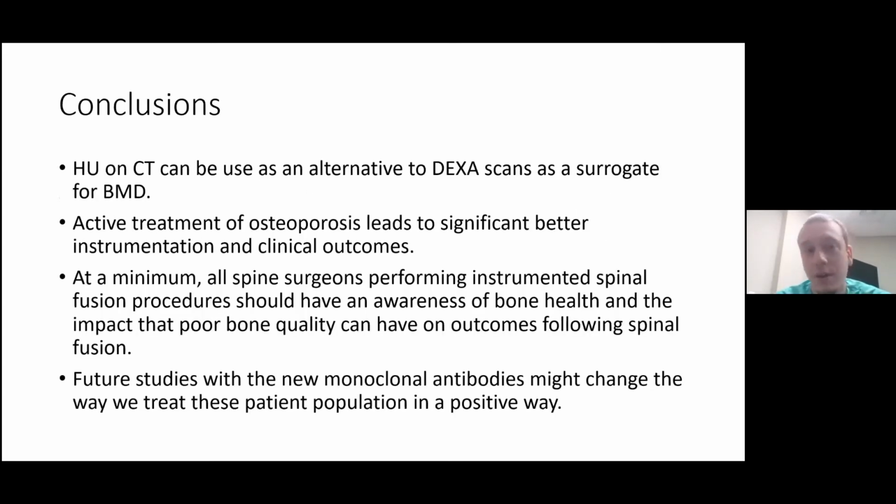In conclusion, Hounsfield units on CT can be used as an alternative to DEXA scan as a surrogate for bone mineral density. The active treatment of osteoporosis leads to significantly better instrumentation and clinical outcomes. And I think at minimum, all spine surgeons or any surgeons that are going to be dealing with instrumented spinal fusion should have an awareness of bone health, and they should have an active role in treating these patients so we can maximize outcomes. And future studies with the new monoclonal antibodies might change the way we treat these patients, and hopefully in a positive way.